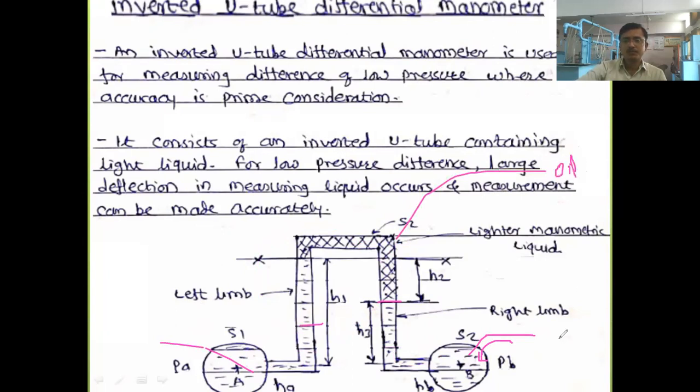Okay, water's specific gravity is 1, and oil's specific gravity is 0.8 for some oils, 0.9 for others. So as they are lighter in weight, they cannot sink down below the water. Okay, they will remain there on the upside. So that is another reason behind using lighter liquids. So what is the reason behind inventing this manometer, the differential manometer, the inverted U-tube?